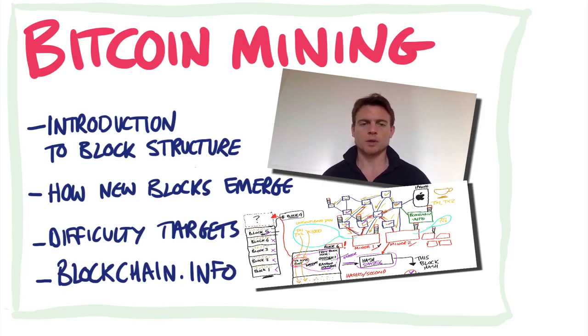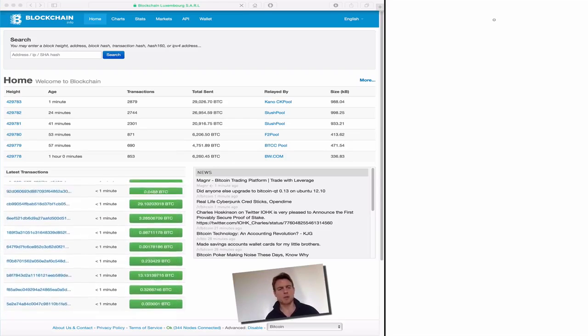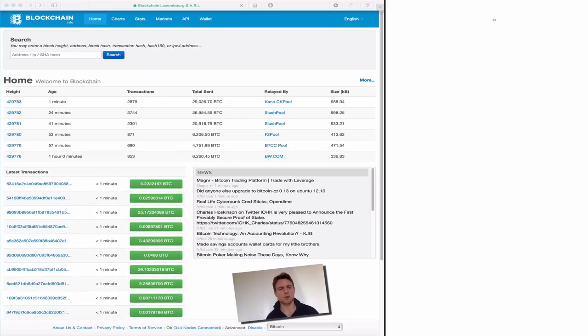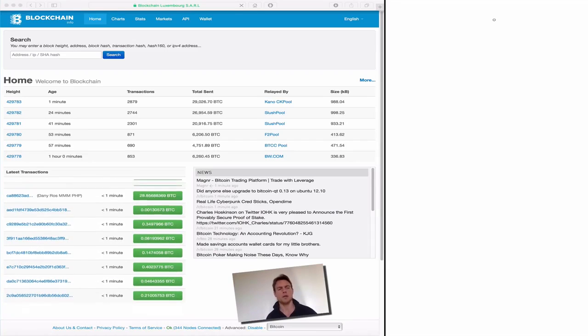So we're going to have a look at what goes in a Bitcoin block. Okay, so let's get started. Here we are back at the trusty blockchain.info website, which is definitely the first port of call you should go to just to refresh your memory as to what Bitcoin transactions and what blocks look like.